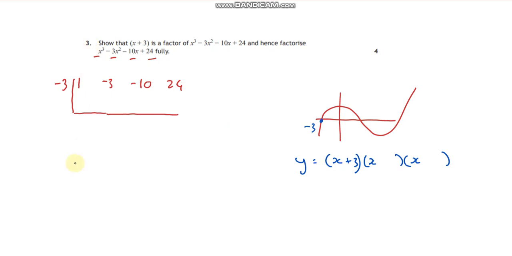So now what we do is we pull our 1 down, and then we're multiplying, and then we're adding. I'm multiplying, and then I'm adding. I'm multiplying, and then I'm adding. Excellent. So I have to say that the remainder is equal to 0, therefore x plus 3 is a factor. Okay, fantastic. And that's the first bit. And then hence factorise. So factorising I'm taking it a bit further. So I know that x plus 3 is a factor, okay.